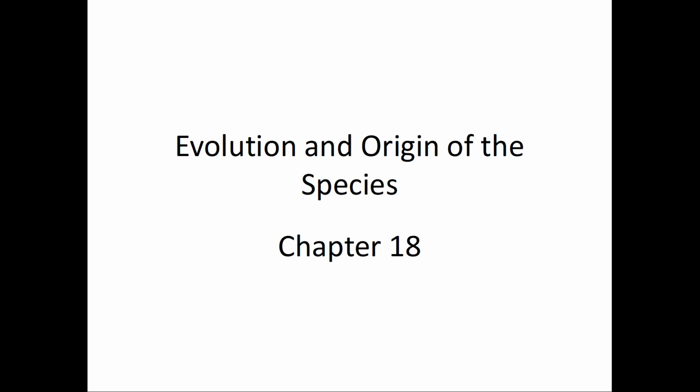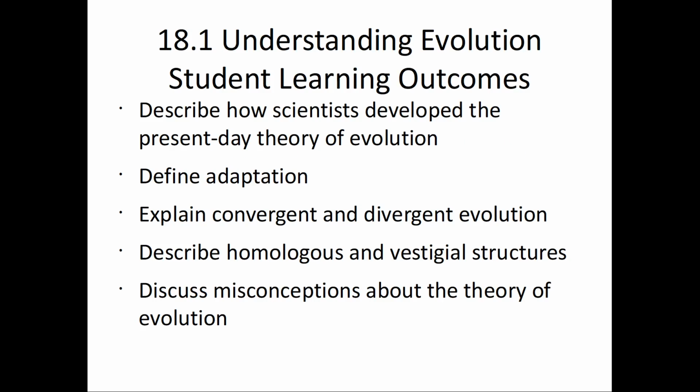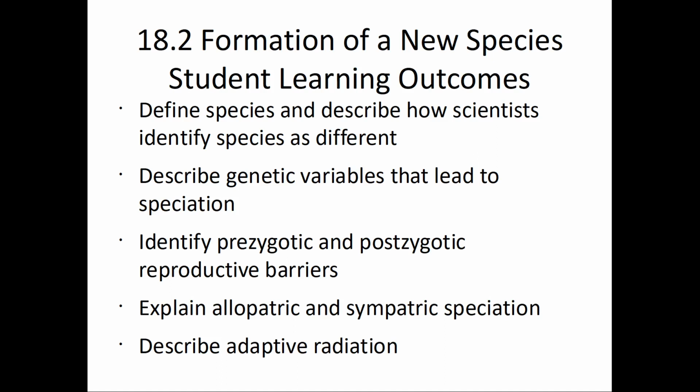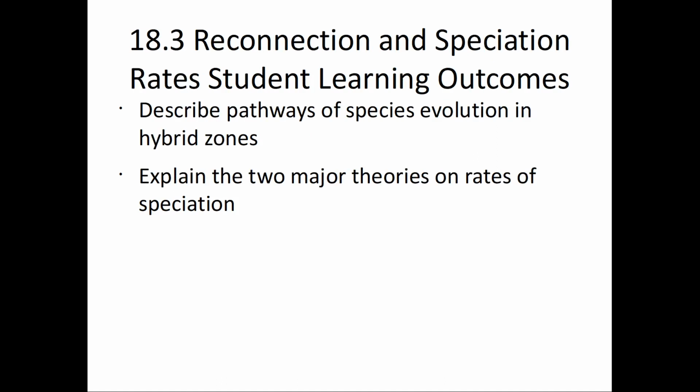This is Chapter 18, Evolution and the Origin of Species. We have three sections. Section 1 is Understanding Evolution. Section 2 is Formation of a New Species. And Section 3 is Reconnection and Speciation.